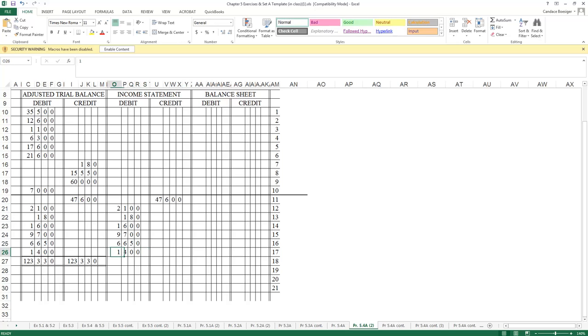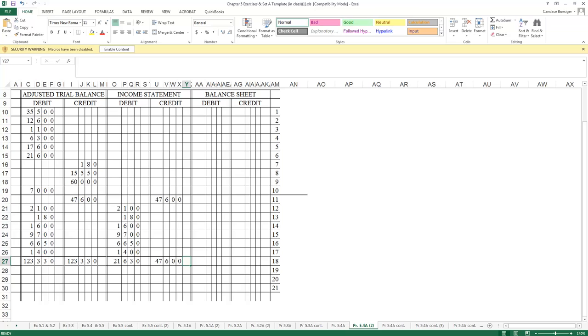Okay, and then I'm going to put some totals. The total in this column is 21,630, and the total in the next column is 47,600. But look, these aren't in balance, and the world is not a good place when these columns are not in balance. So now we need to calculate the net income.